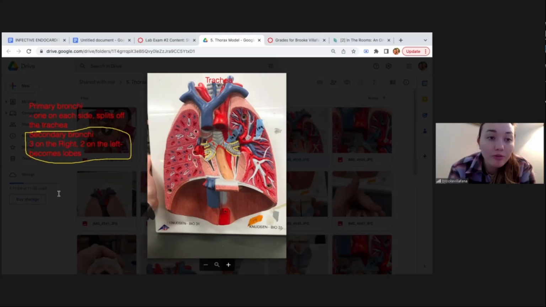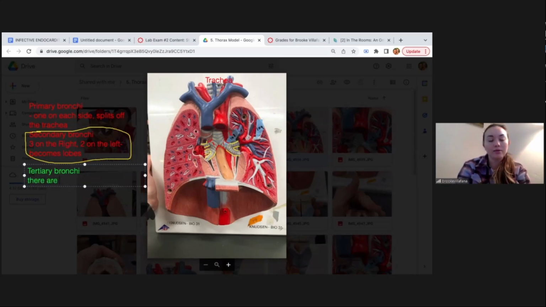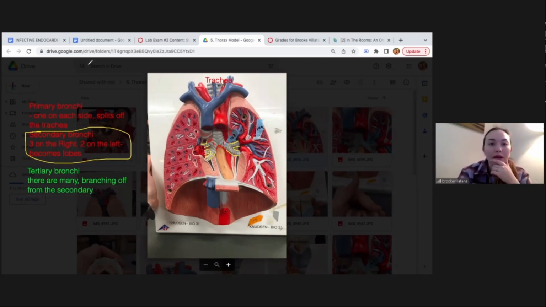Tertiary branch off from the secondary. Let's do them in green. Tertiary bronchi, there are many branching off from the secondary. So if we highlight those, they're right here. So all of these guys are all tertiary bronchi.